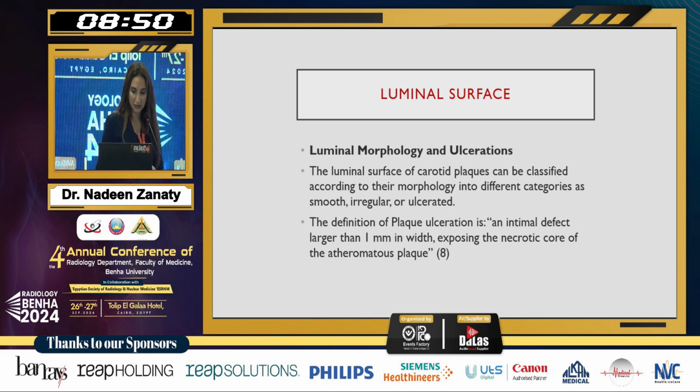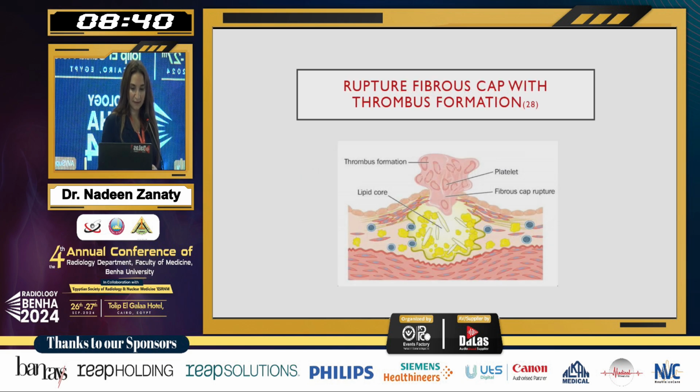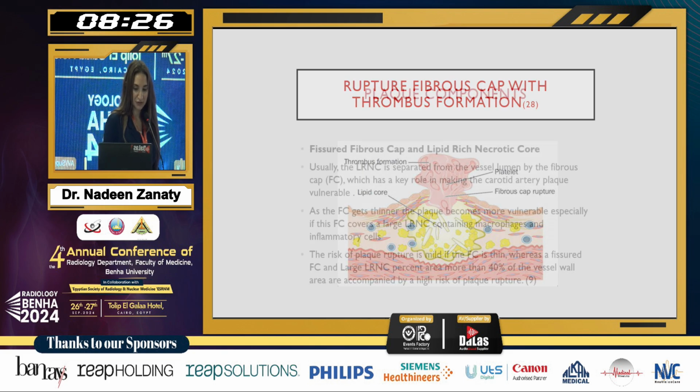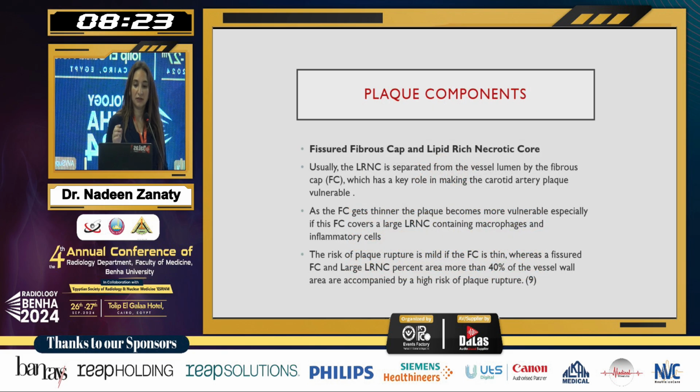Usually the surface of the plaque is smooth, but it can be irregular, or worse than that, it can have an ulcer. An ulcer is defined as a 1 millimeter defect in the fibrous cap. So what happens when the fibrous cap is very thin or ulcerated is that, as you can see, the platelets come and there is thrombus formation, because it exposed the lumen to the lipid-rich necrotic core. As I said before, there is a lipid-rich necrotic core, and the size of this lipid-rich necrotic core differs.